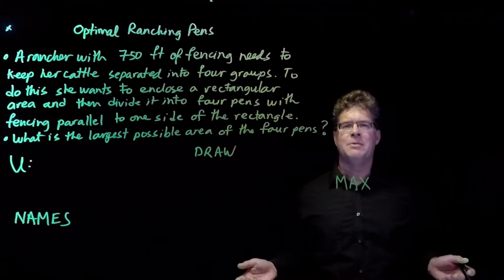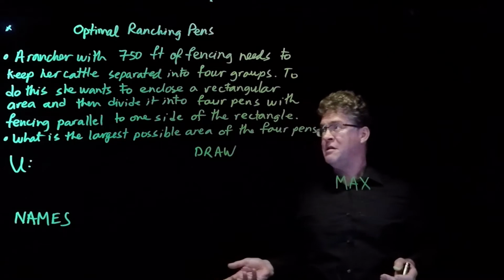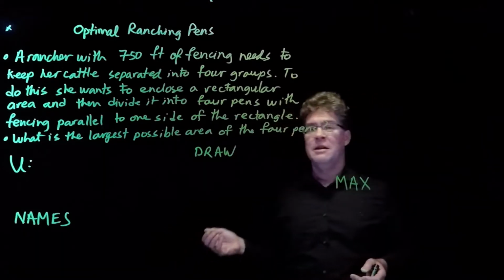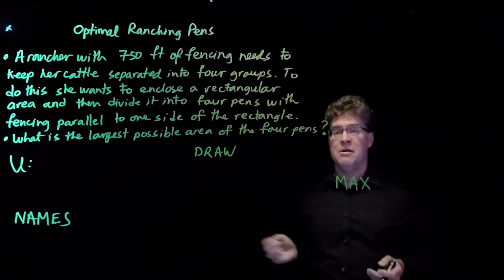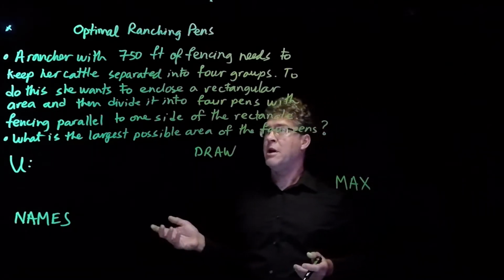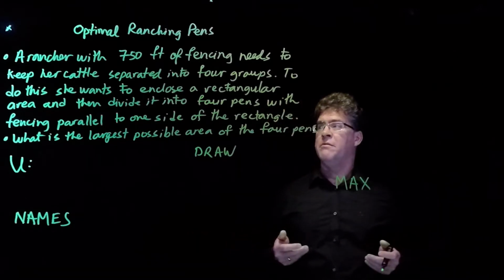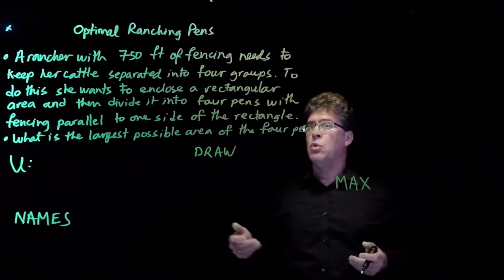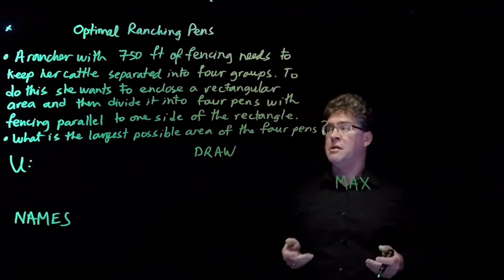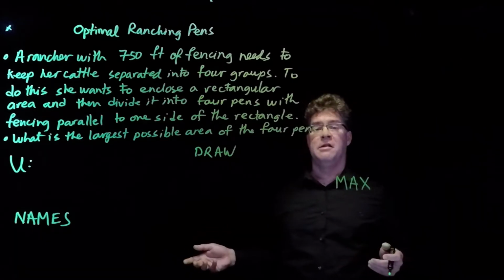Let's look at another optimization problem. This is to do with optimal ranching pens. A rancher with 750 feet of fencing needs to keep her cattle separated into 4 groups. To do this, she wants to enclose a rectangular area and then divide it into 4 pens with fencing parallel to one side of the rectangle. The question asks us, what is the largest possible area of the 4 pens?